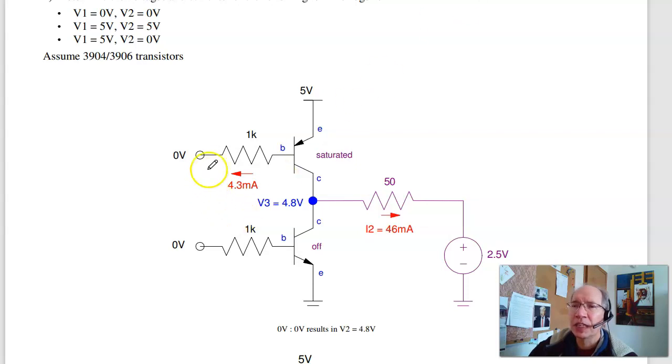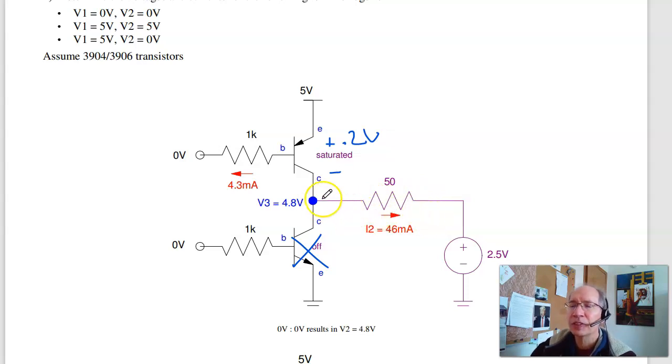The first case is if I apply 0 volts at the input, there's no voltage across this diode, no current flow, meaning that transistor's off. I've got potential across this diode, it turns on, so probably this is saturated. When it's saturated, I have a 0.2 volt drop across the transistor, which makes this 4.8 volts. For the currents, I've got 5 minus 0.7, 4.3 volts over 1K, which gives you 4.3 milliamps. 4.8 versus 2.5, 2.3 volts over 50 ohms gives me 46 milliamps flowing right.